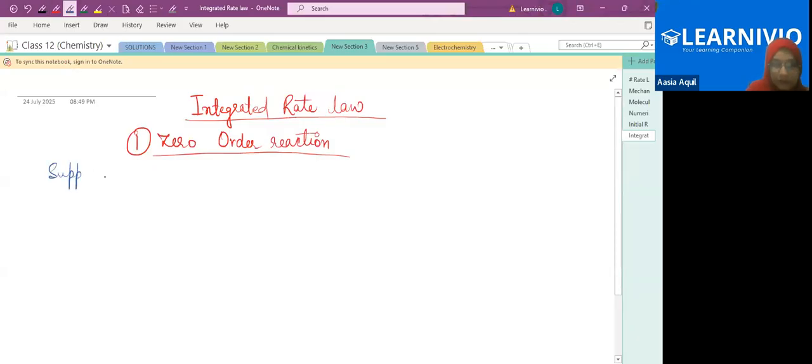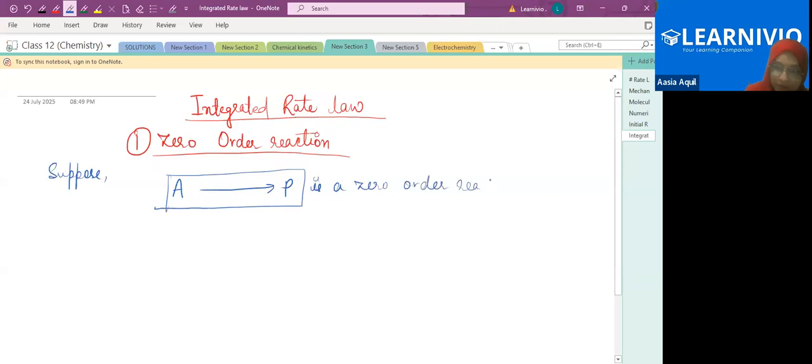Suppose A gives you B, and it is given that it is a zero order reaction, meaning n is equal to zero. Okay, now let's write down the differential rate law.